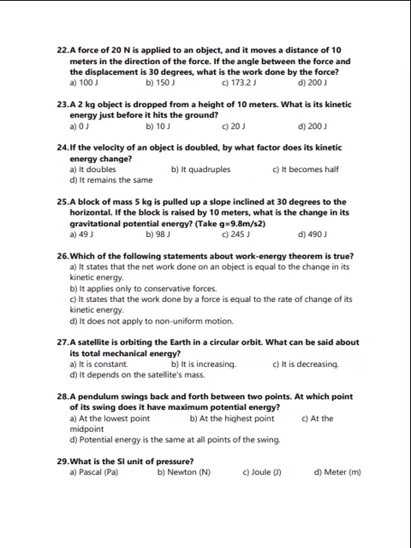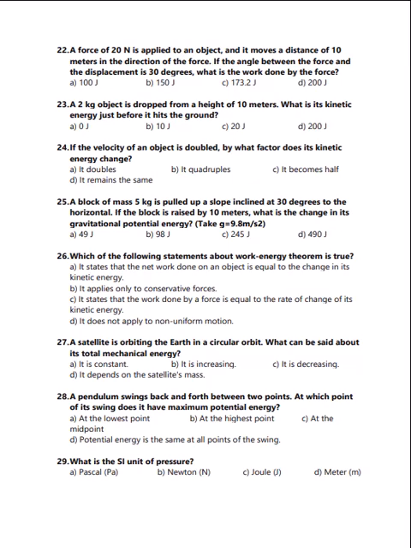Next, a 2 kg object is dropped from a height of 10 meters. What is its kinetic energy just before it hits the ground? Options are 0 joule, 10 joule, 20 joule or 200 joule. Correct answer of question number 23 is C, that is 20 joule.